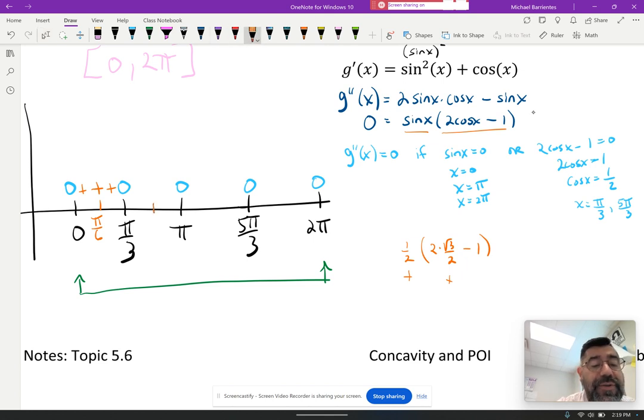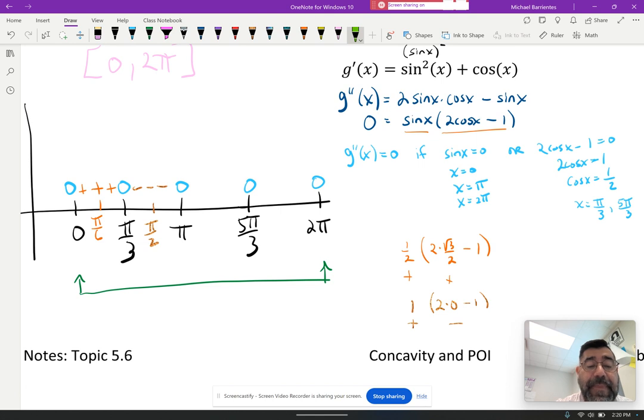Let's choose another one. So between pi over 3 and pi, well, what about pi over 2? Okay, so sine of pi over 2 would be 1. That's positive. And then cosine of pi over 2 is 0. But 2 times 0 is 0, minus 1, that's negative. And a positive times a negative is going to give me a negative. So all of these guys are negative. And we just keep checking points like that, right?